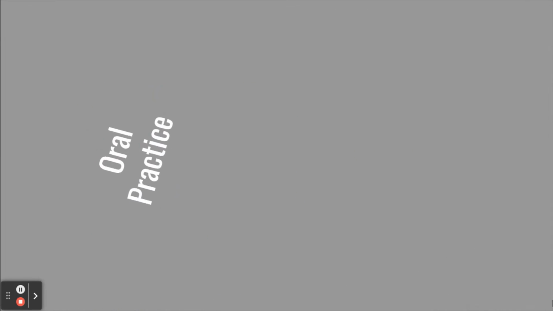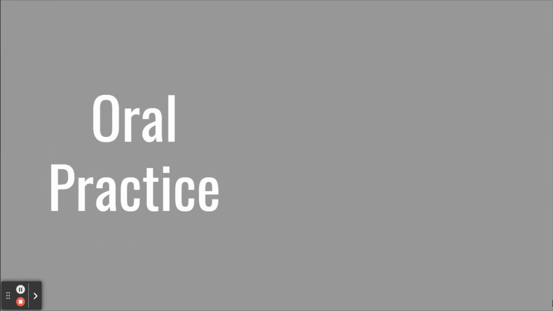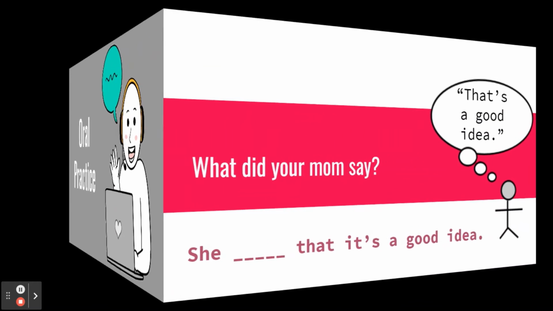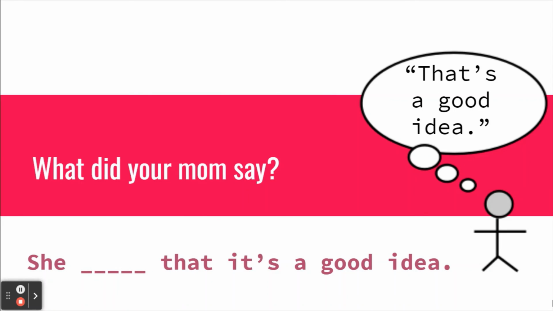So now we're going to try this orally. So, oral practice, okay? So the answers are just oral. That's it. That's what it means. So here we go. What did your mom say? Remember that the images are there to help you, and so is the sentence frame, which is going to disappear in just a little bit, okay? And you don't need to write anything. I want you to say it verbally. She blank, that is a good idea. So which verb should go there?